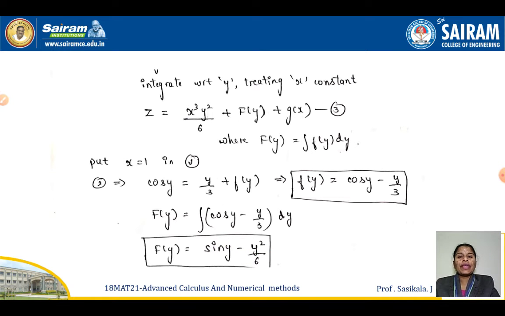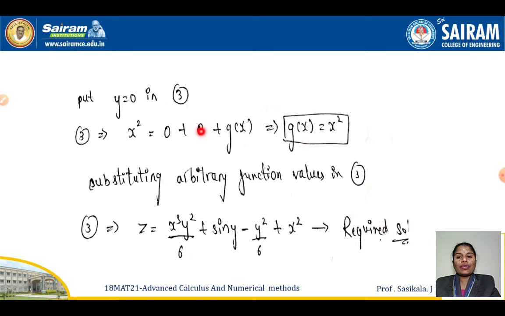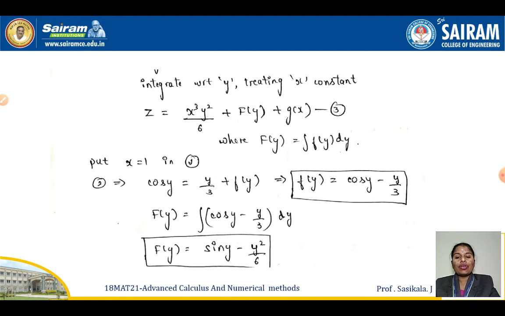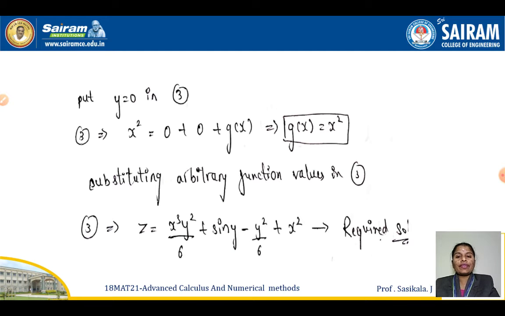That will come. What is that? It will go 0 because y is equal to 0. Sin 0 will be 0 and this also will be 0, plus g of x will come. So g of x value is x squared.